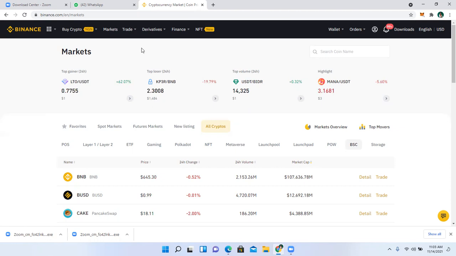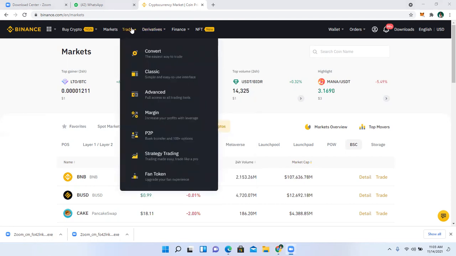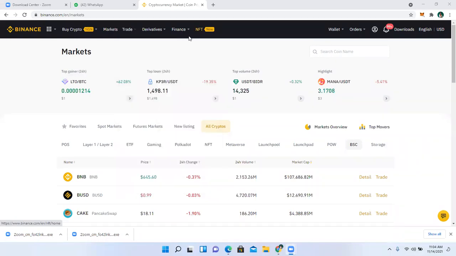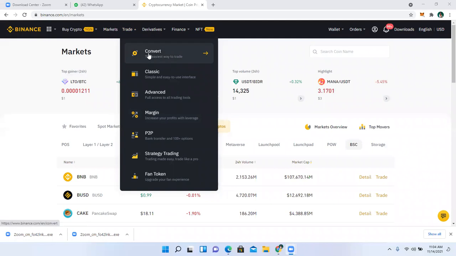So now, this is what trade looks like, right? This is the trade tab. This is what it looks like. As you can see, there are various ways to trade on crypto, but the most popular ways are convert, advanced, P2P, and margin. Margin is the same with futures trading. But for newbies, the reason why I don't like convert is because the transaction fees for conversion are very crazy.